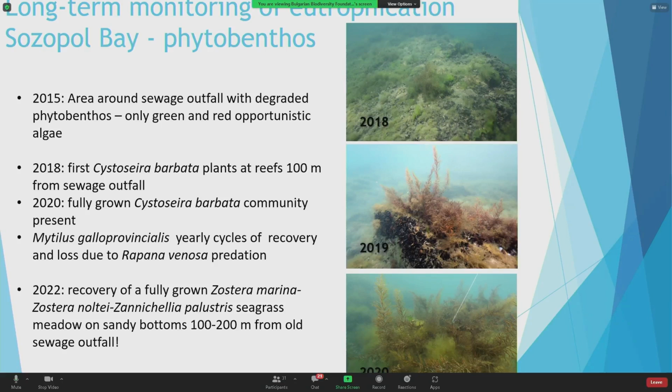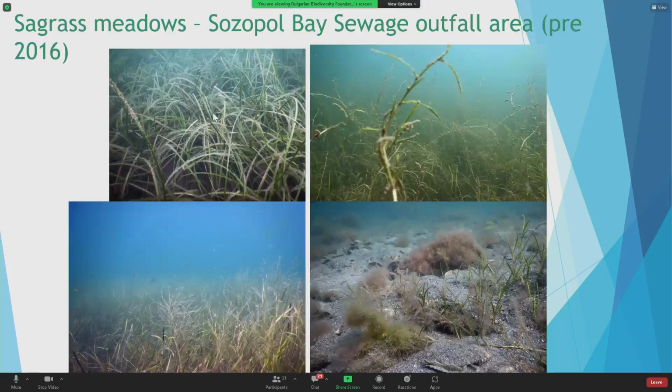Another interesting observation that we only recently found is that the previously non-existent Zostera meadow, which was located right in front of the outflow of the old sewage, is actually completely recovered. We only found this summer. We haven't really been doing any surveys there before because the waters were really polluted and didn't allow us to do any work there. So these are recent photos. You can see the typical Zostera marina, Zostera noltii, and Zannichellia, and Ruppia maritima is also present.